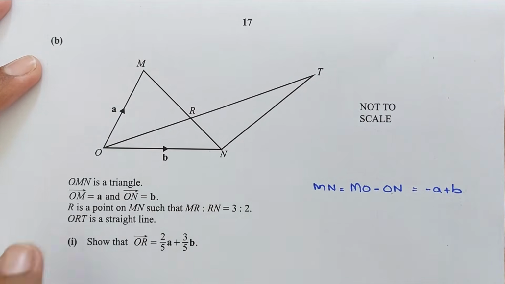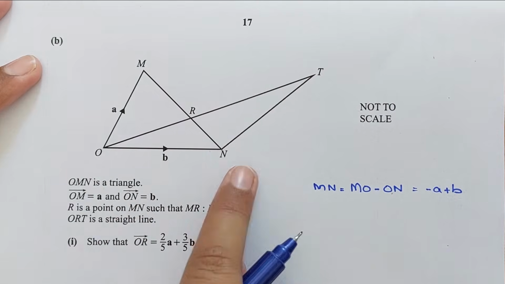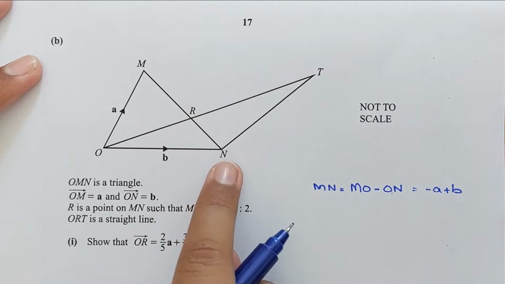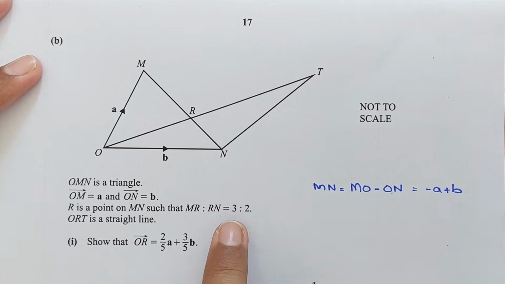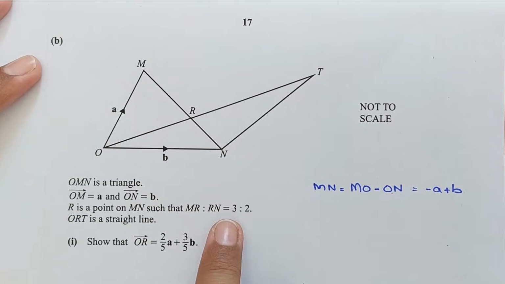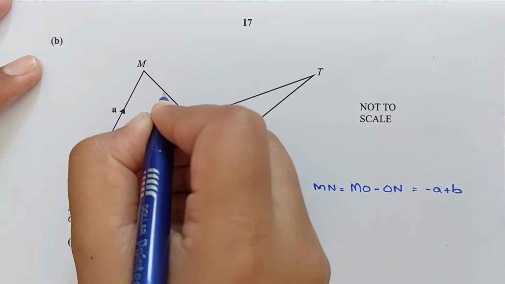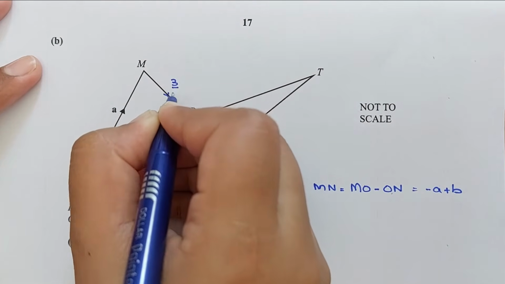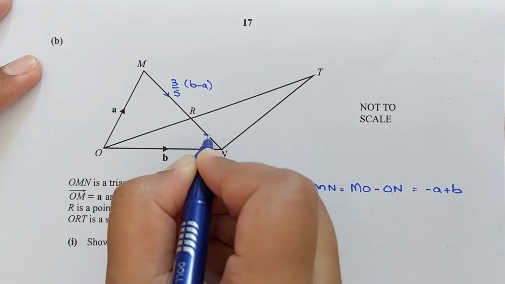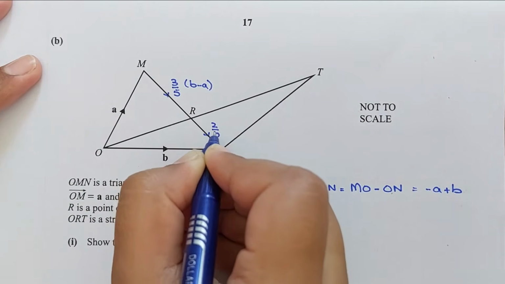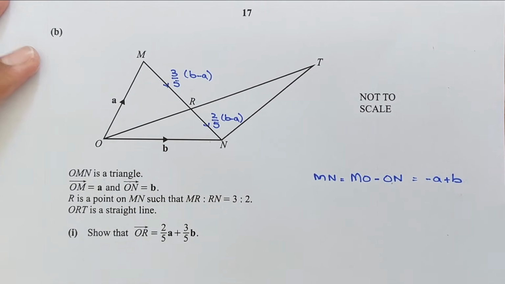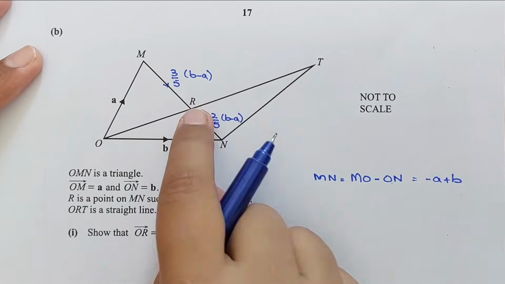This is MN. Now R is a point on MN such that M to R and R to N are in the ratio of 3 and 2. So this is in the ratio of 3, this is in the ratio of 2, and the total of 3 and 2 is 5. So means this is 3 by 5 of MN, which is B minus A, and this is 2 by 5 of B minus A, MN. So ORT is a straight line.